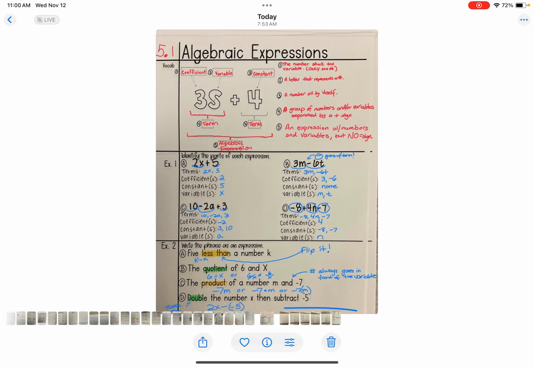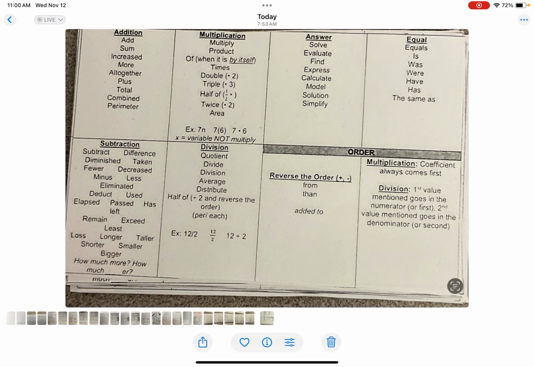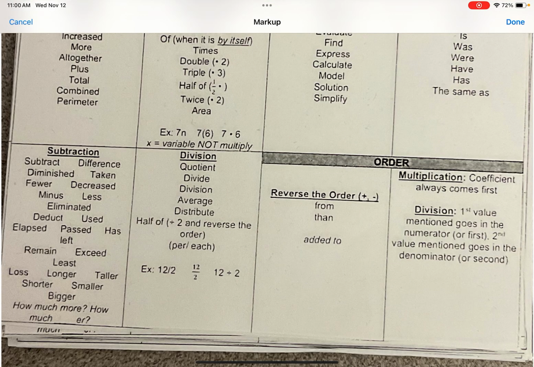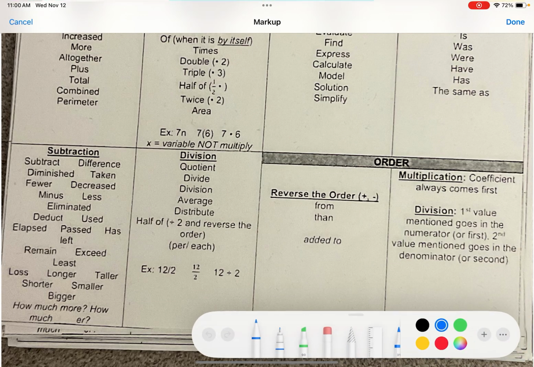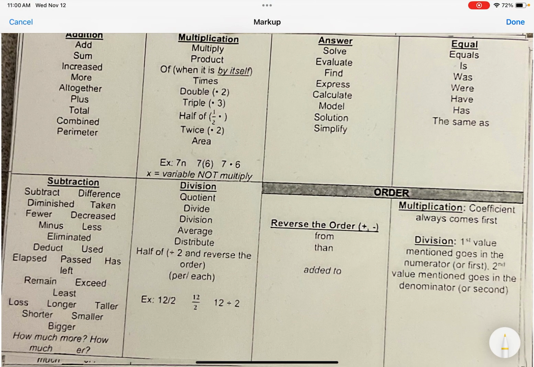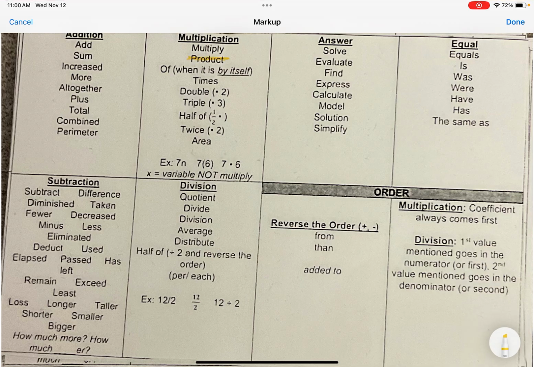All right. I want to go down to that vocabulary paper I was talking about. Okay, so let's go over to your vocabulary paper. Let's grab a highlighter and highlight some words we're going to see frequently. The one we saw today for multiplication was product. Double we saw. That means we multiply by 2.